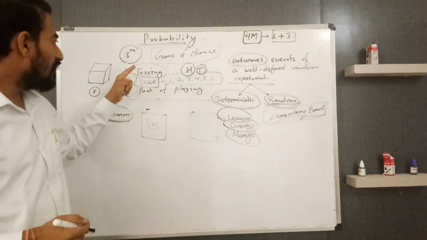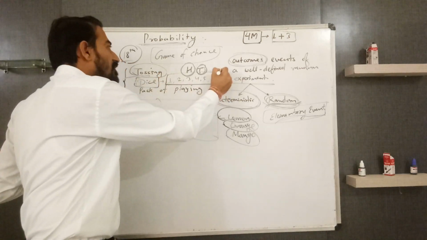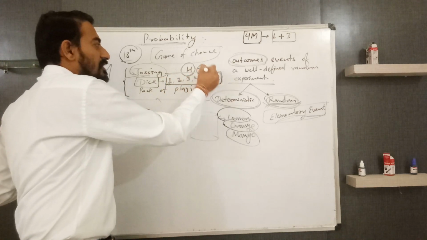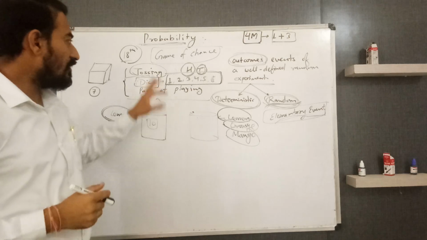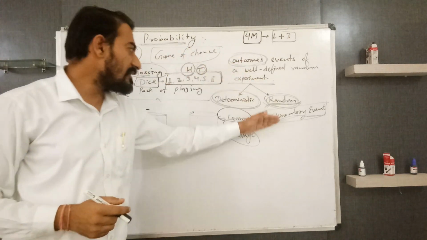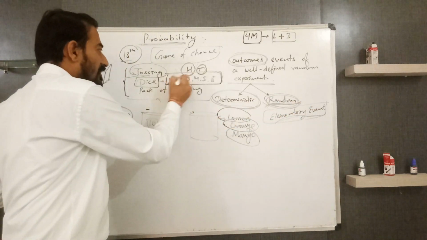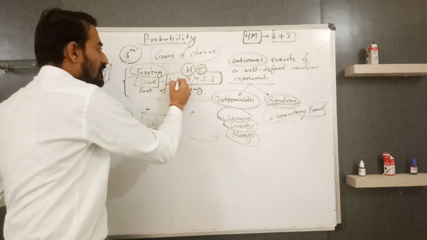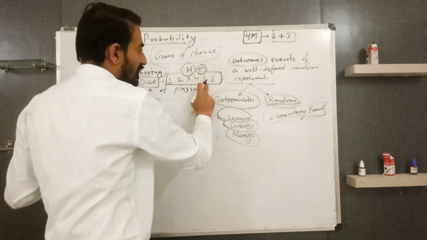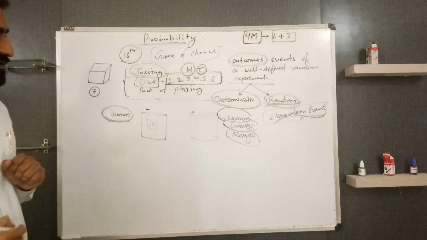In the case of rolling a dice, we have 6 possible outcomes. 1, 2, 3, 4, 5 or 6. Any one of these. So we will have 6 outcomes, means we will have 6 elementary events. Getting 1, it is an elementary event. Getting 2, it is also an elementary event. Getting 3, getting 4, getting 5, getting 6. All these are elementary events.